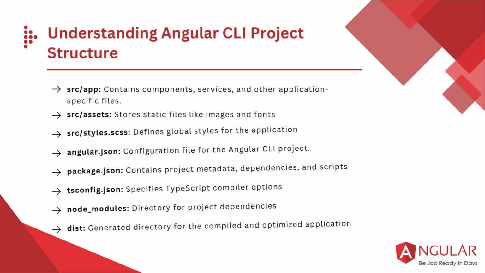The angular.json file is the configuration file for your Angular CLI project. It contains settings related to build and development processes, such as file paths and environment configurations.